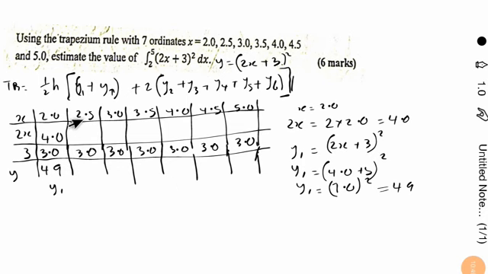You have when s is equal to 2.5. When s is equal to 2.5, what will be the value of our 2s? It will be equal to 2 multiplied by 2.5. The answer is 5.0. So here we have it as 5.0.